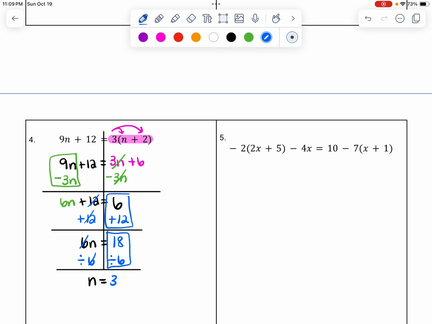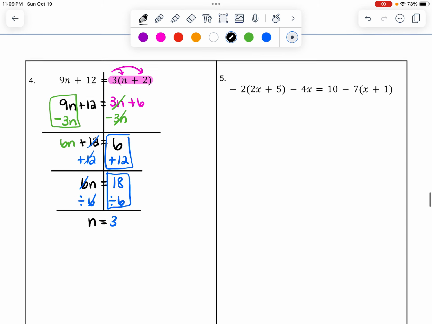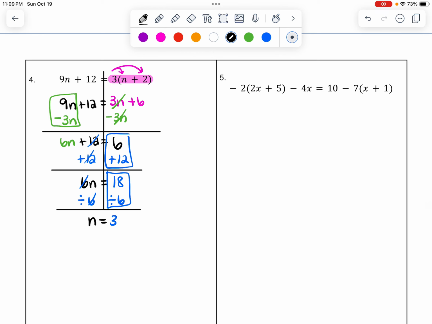Last but not least, let's try a really challenging problem. It's got everything. And let's make sure we can go through these same 4 steps to figure it out. So I'm going to draw a line, and then I'm going to ask myself, do I see any parentheses? The answer is yes. I actually see a parentheses on the left side of the equation and a parentheses on the right side of the equation. So step number 1 is going to be to distribute.